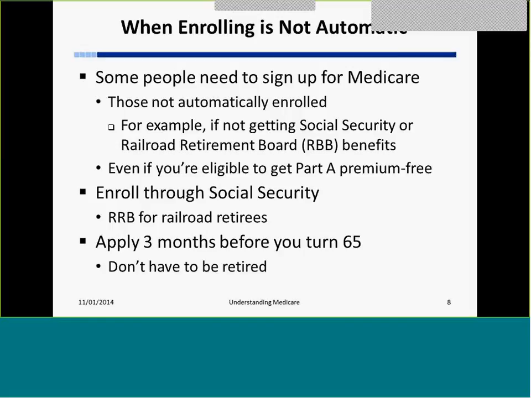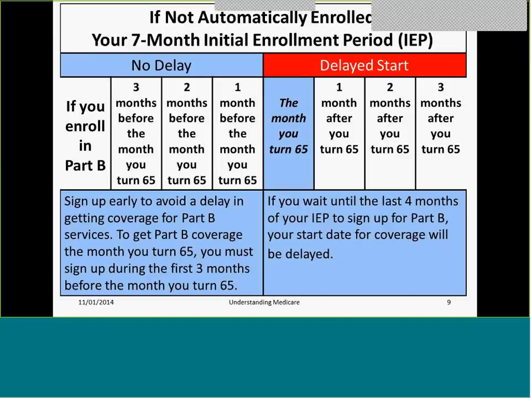So there are many people who continue to work, either self-employed or through a company. If I'm not drawing Social Security and I want my Medicare when I'm 65, I have to enroll myself. And I do that on the Social Security website, ssa.gov. I saw her do it. It took her 7 minutes online. Or in a Social Security office and apply online. And you do not have to be retired.